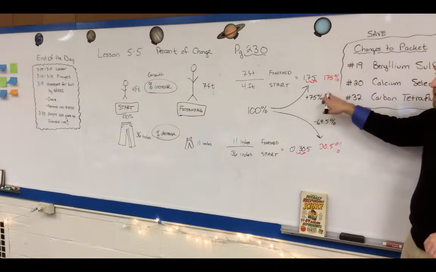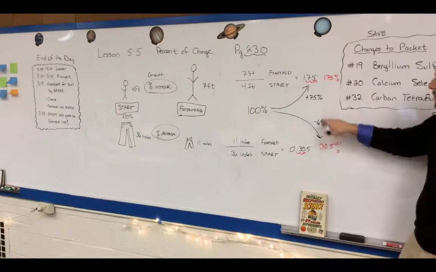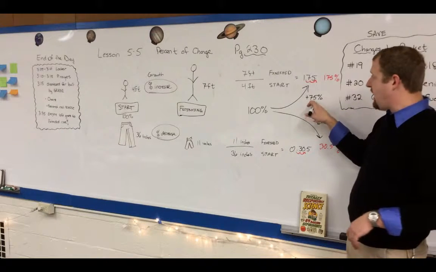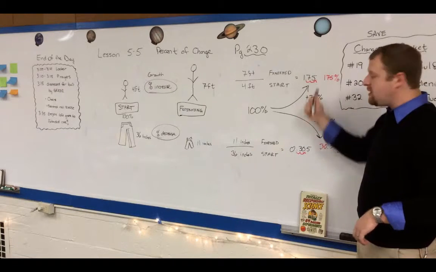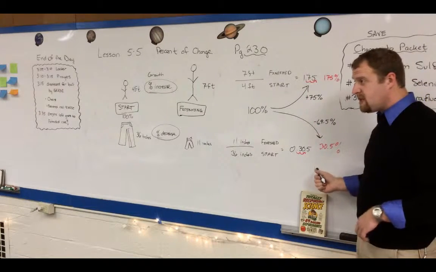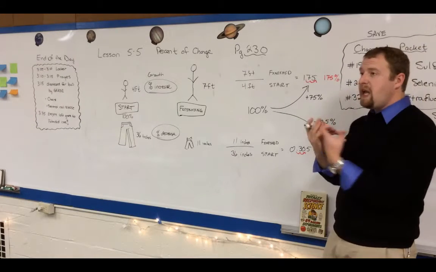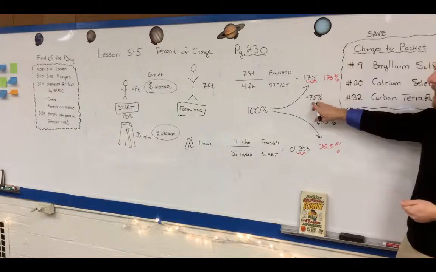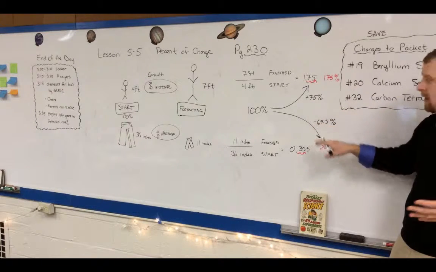So, here I grew 75%. Here I dropped almost 70%. This would be my percent change in both situations. Here it was a percent increase. Here it was a percent decrease. So the change is how much did I grow or how much did I lose from my original value.